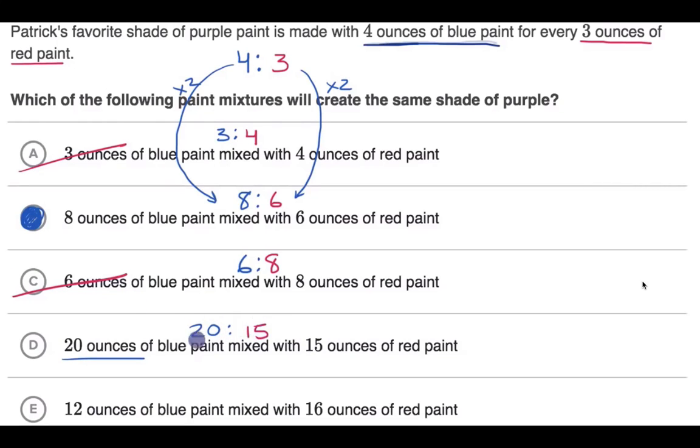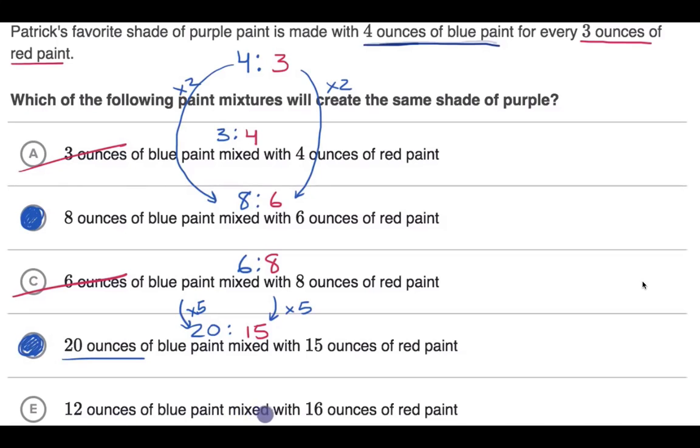20 ounces of blue paint for every 15 ounces of red paint. So are these equivalent? Well, let's think about it. To go from 4 to 20, you could multiply by 5. And to go from 3 to 15, you could multiply by 5. So we can multiply by the same factor to go from 4 to 3 to 20 to 15. So this is indeed an equivalent ratio.